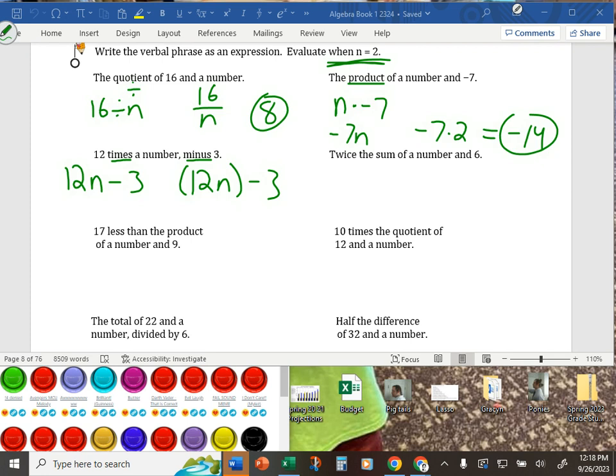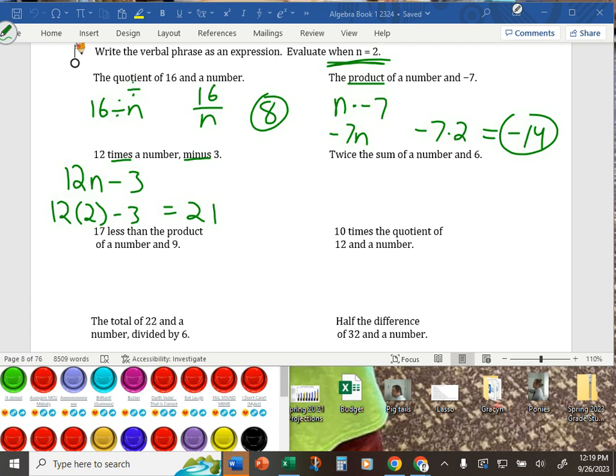So are parentheses necessary here? No, but you could use them if you wanted. Yes, but they're not necessary. So 12 times a number minus 3. The reason they're not necessary is because we do the multiplication first anyway. That's the whole thing there. So now plugging in 12 times 2 minus 3, 24 minus 3 is 21.